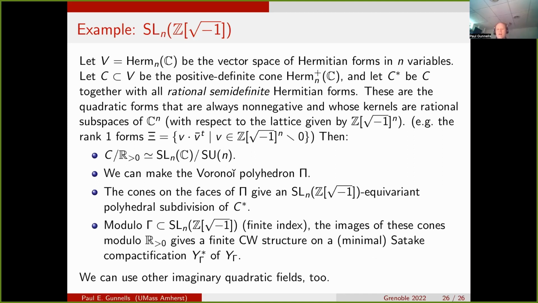So that's the last slide for today. The next lecture, I'll be continuing talking about this explicit theory and talk about what you do for a general number field.